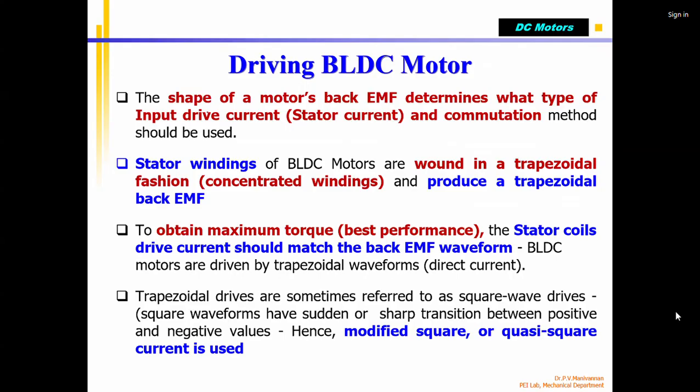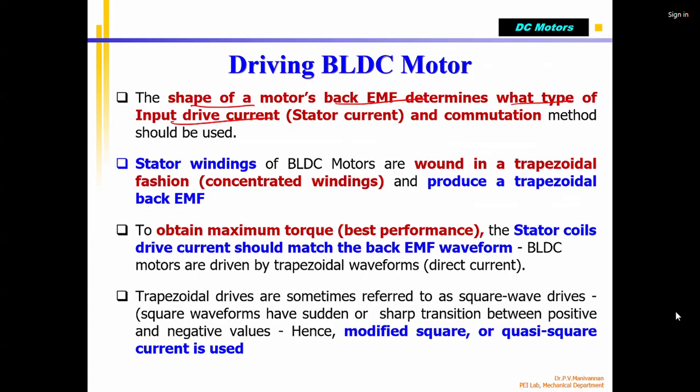So the shape of the back EMF determines what type of input drive should be given. If it is a synchronous motor with distributed winding, the stator should be supplied with a sinusoidal voltage. The rotor will generate a sinusoidal back EMF. So the net voltage will also be sinusoidal, being the supplied voltage minus the generated back EMF in each coil. That voltage divided by the coil impedance is the resultant current flowing to the particular coil. That current generates resultant magnetic flux, and that flux will attract the rotor magnet.